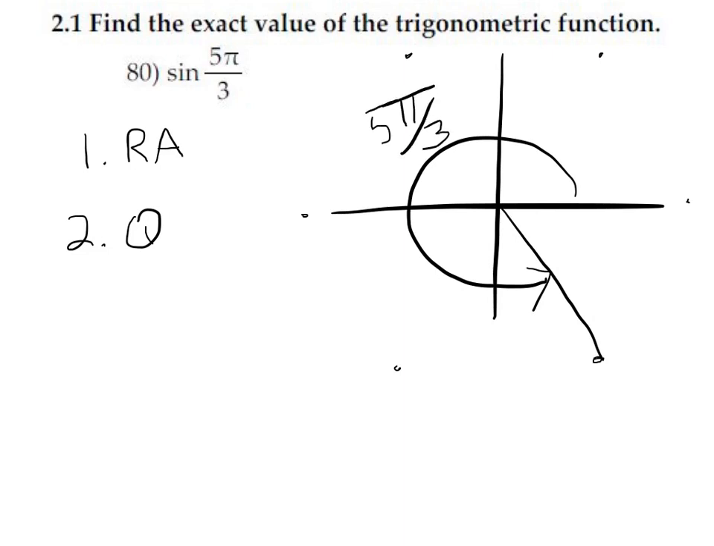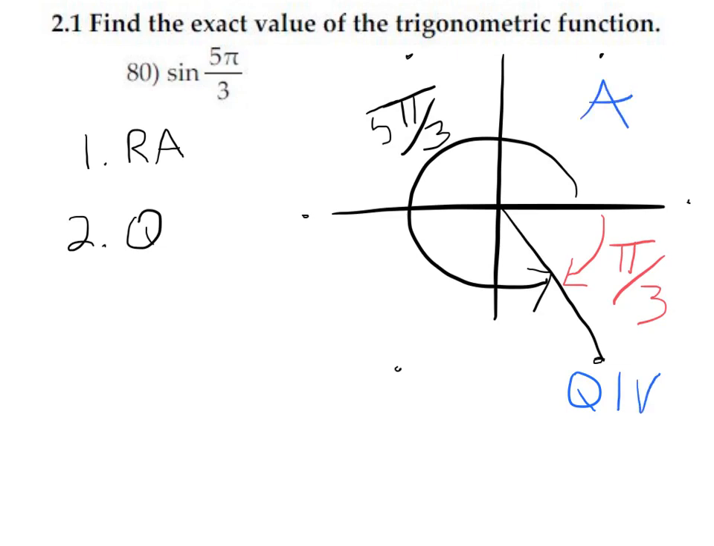The reference angle is the closest x-axis. That would be pi thirds. Reference angle is always between 0 and 90 degrees, or 0 and pi halves, so it is positive. Even though here we're marking it counterclockwise, the reference angle is always positive. We also see that we're in quadrant 4.